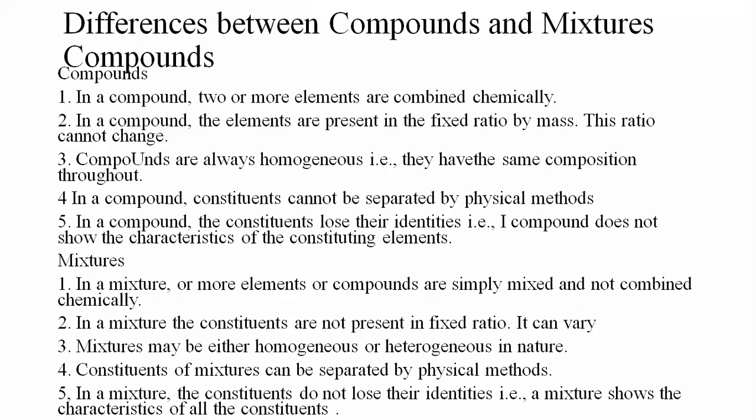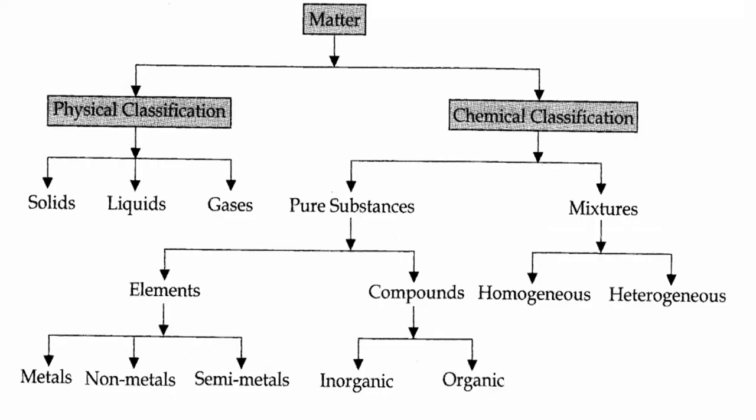Mixtures: in a mixture, one or more elements or compounds are simply mixed and not combined chemically. They are mixed physically. The constituents are not present in a fixed ratio. The ratio can vary. Mixtures may be either homogeneous or heterogeneous in nature. The constituents of mixtures are separated by common physical methods. What are those physical methods? If they are visible to the naked eye, we can use simple hand picking, or filtration, crystallization, distillation, or even sublimation. In mixtures, the constituents do not lose their identities. That is, a mixture shows the characteristics of all the constituents.